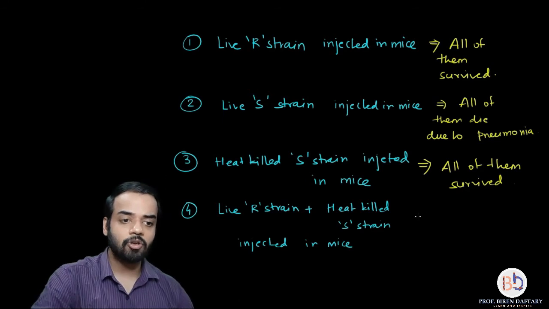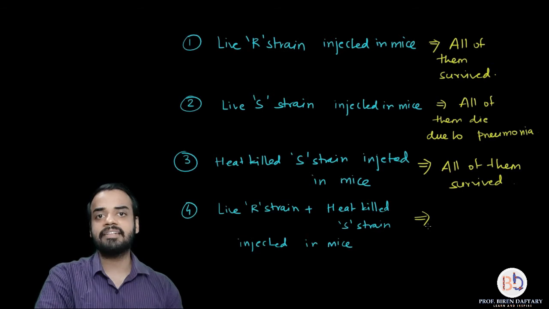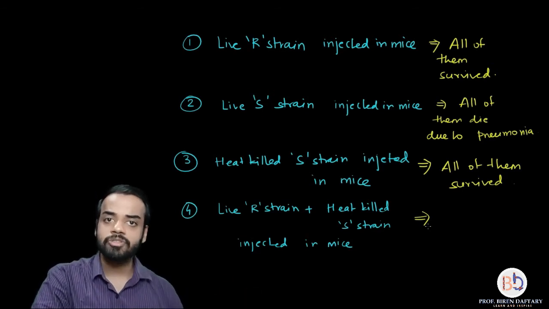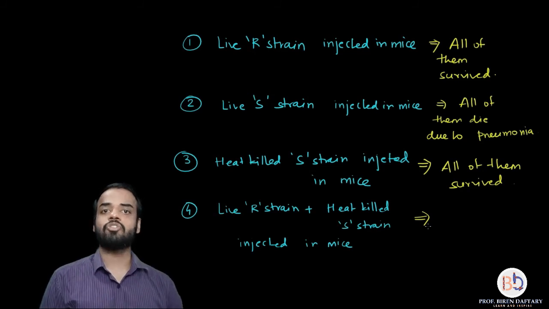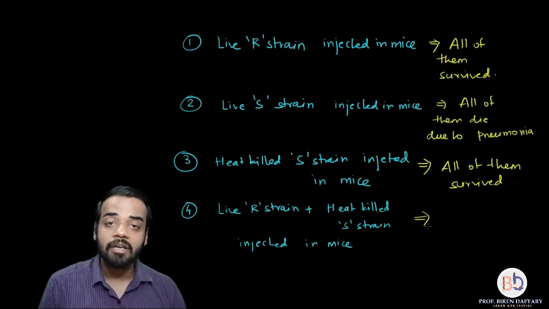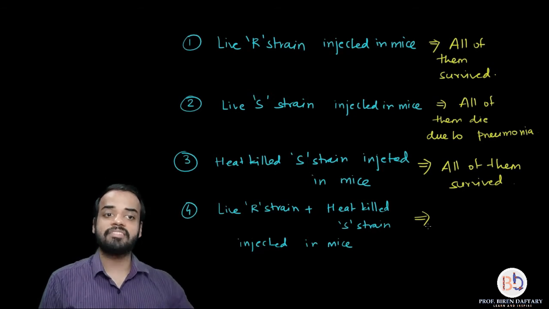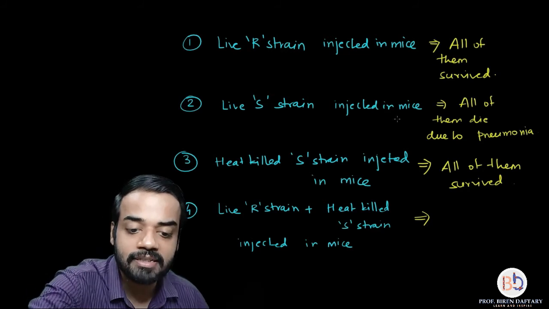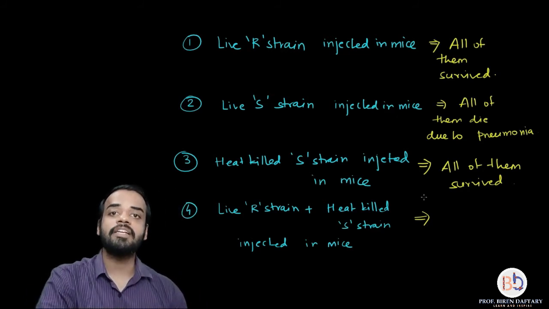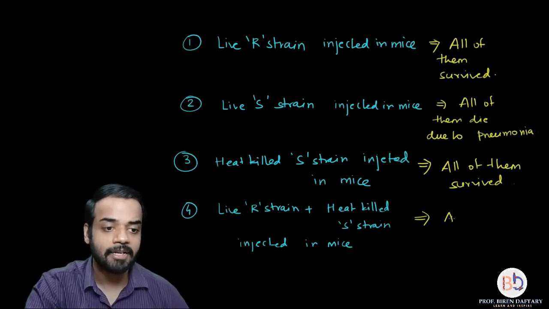So what Griffith thought was, since R strain doesn't cause any pneumonia and S strain heat killed, when it is introduced into the mice, it does not cause any pneumonia. So obviously the mixture of both of these should also not cause pneumonia and all the mice should be alive, right? But when he injected this mixture, he found out that after some time all of them developed pneumonia and they died. So this result is exactly the result that we see in the second step.